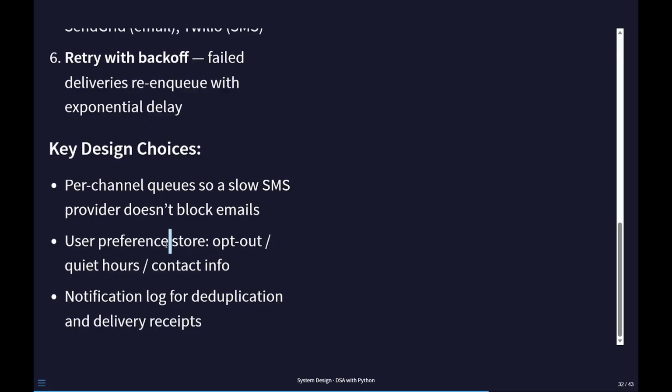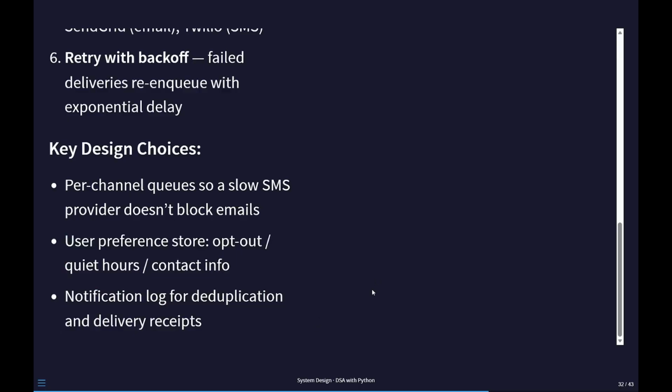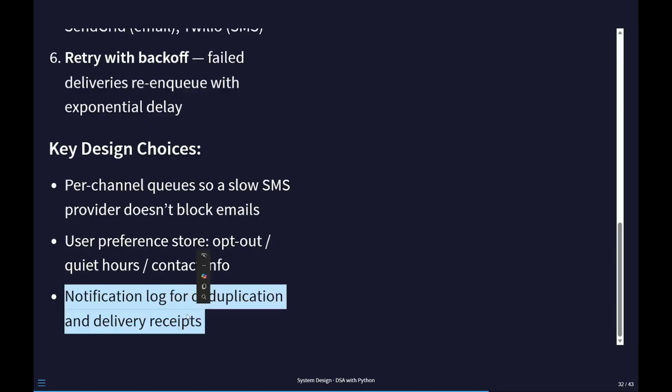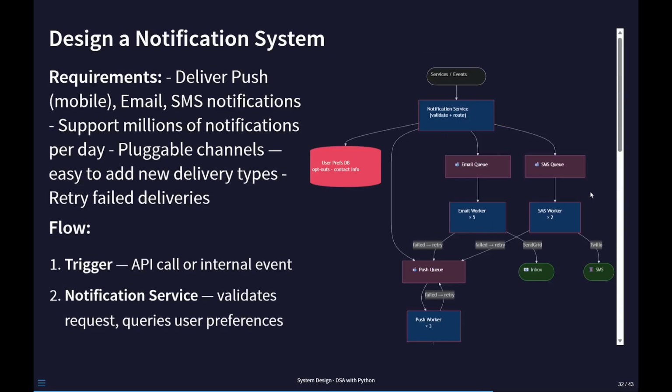The user preferences database stores opt-out status, notification frequency caps, quiet hours, and verified contact information. Without this, you risk spamming users and triggering compliance violations. A notification log records every delivery attempt, used for deduplication, idempotency, and delivery receipt tracking. If a retry fires twice due to a bug, the deduplication check prevents the user from receiving the same notification twice. Click. The diagram shows the complete flow.